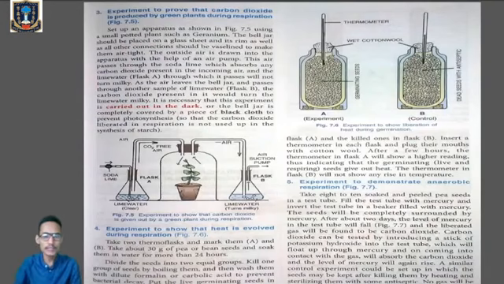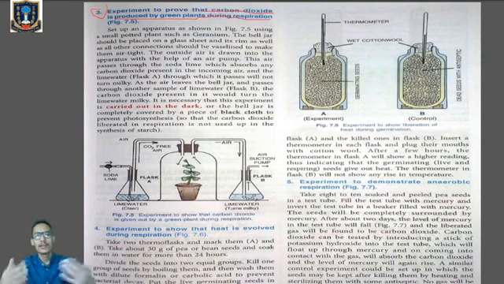Okay, next one, the third experiment. We'll just discuss the third experiment, and the next we'll do in the next class. The third experiment's aim is to prove that carbon dioxide is produced by the green plants during respiration. Now how to prove it?